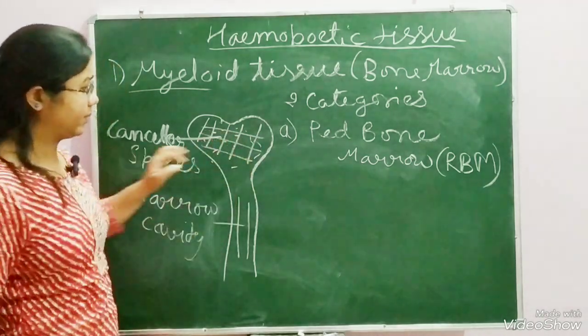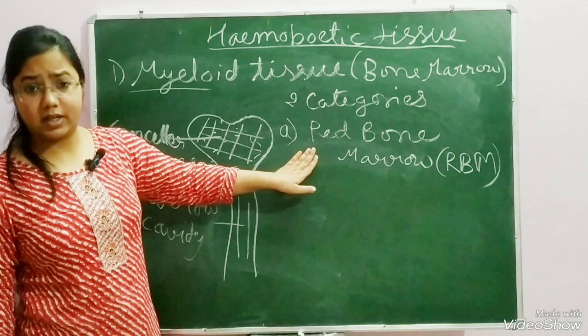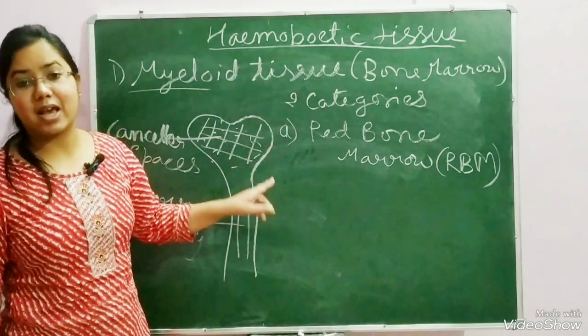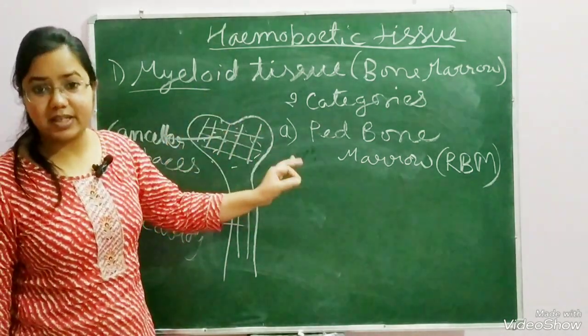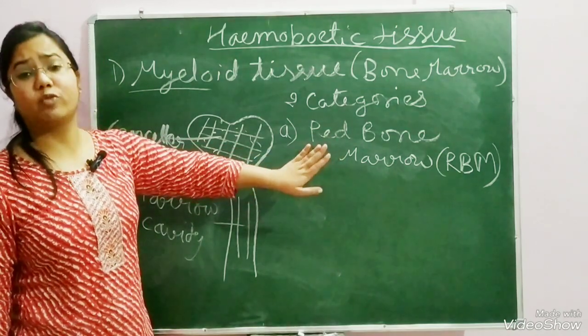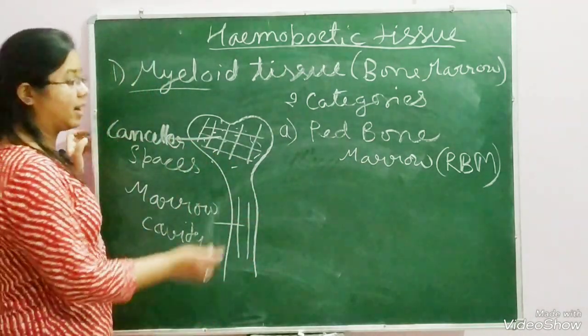Now, in red bone marrow, all the corpuscles of the myeloid series are formed except lymphocytes. Myeloid series means RBCs, platelets, eosinophils, basophils and neutrophils. These are formed by the red bone marrow.